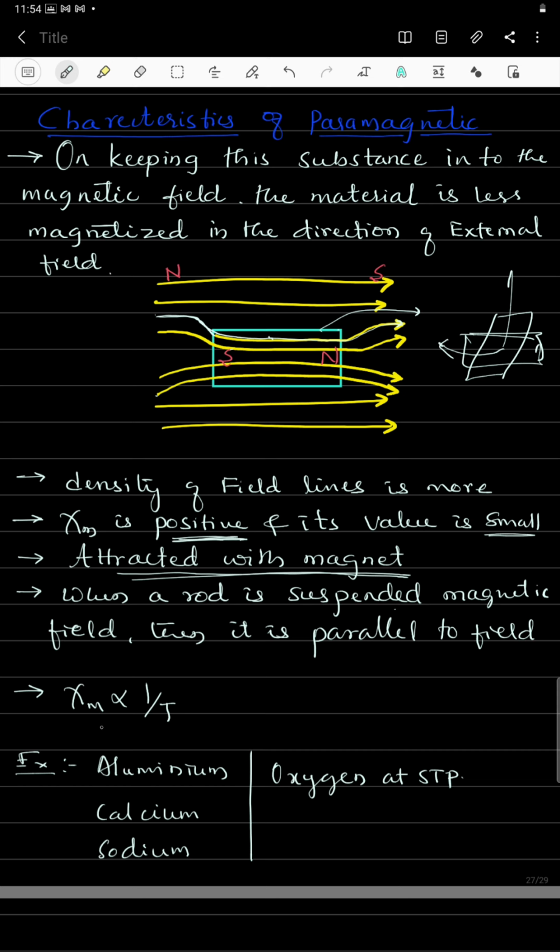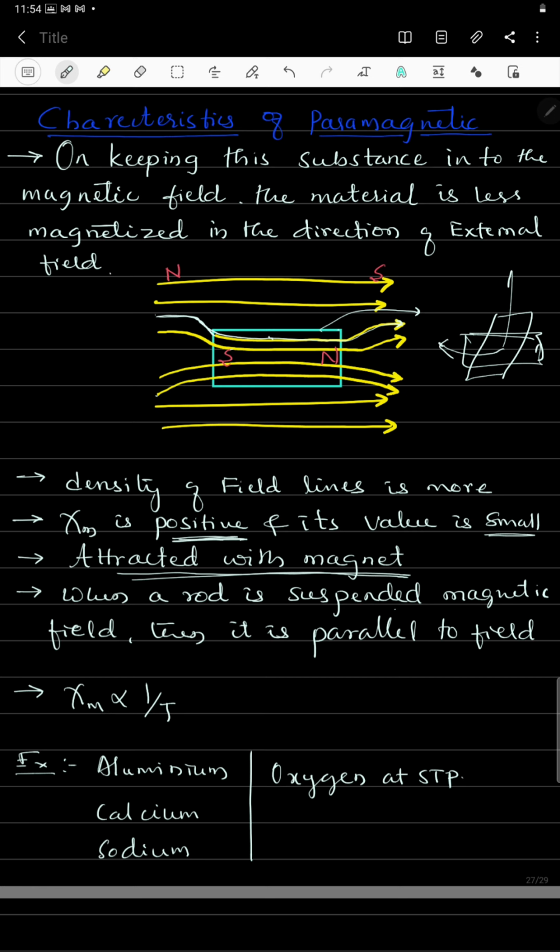And the next one is that χm is inversely proportional to the temperature. If the temperature is high, then χm is low. It means it is inversely proportional.